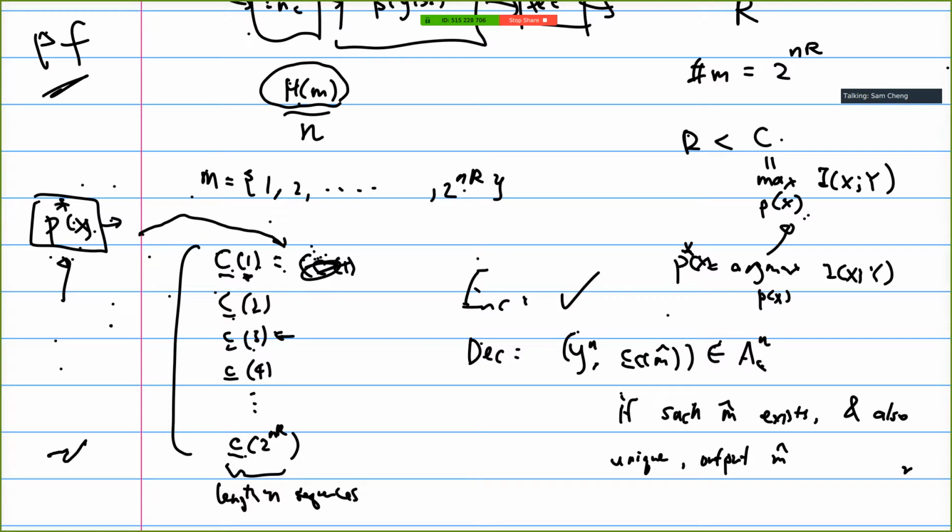Interestingly, if I touch one of the screens, then I don't have this problem anymore. Maybe I will just do that. So if such an M hat exists, then we output M hat, and we hope that M hat is unique. If M hat is not unique, then otherwise we declare an error or failure.